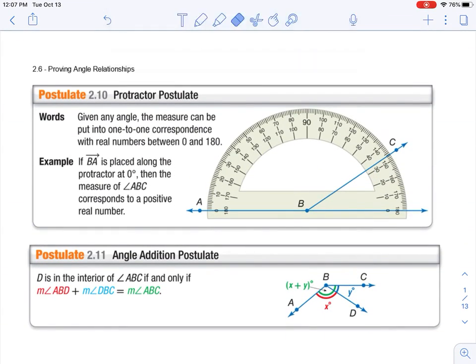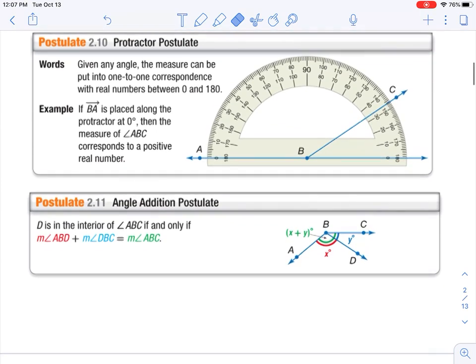So our first new postulate is the protractor postulate. This is very similar to our previous lesson's ruler postulate, except this time we are given any angle. The measure can be put into one-to-one correspondence with real numbers between 0 and 180.